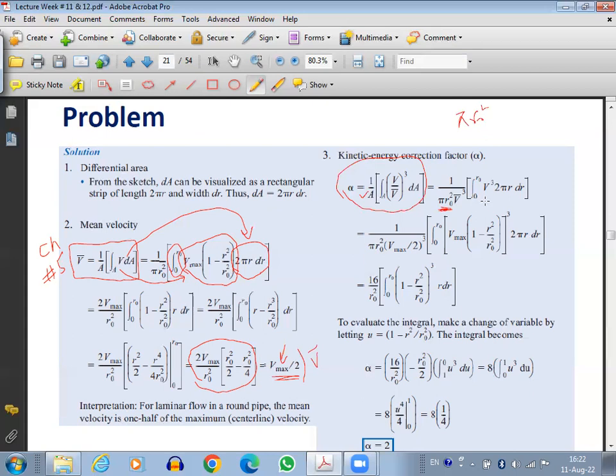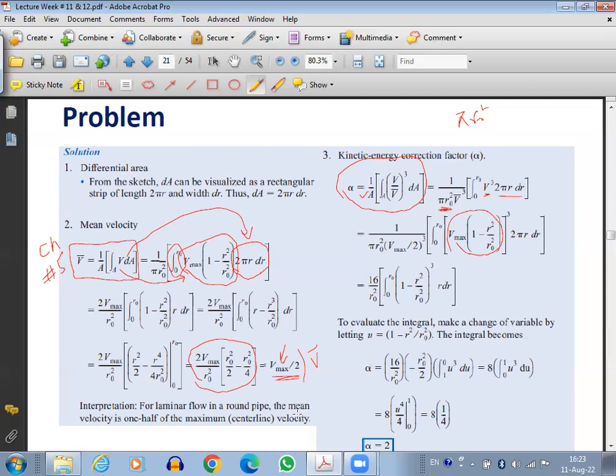And inside the integral, we'll have V cube into 2 pi R dr. Again, we are going to substitute the value of V, because V was given as a function of R in the question. Then we are going to solve it, applying the limits from 0 to R naught. To evaluate the integral, make a change of variable by letting u equal 1 minus r squared over r naught squared. These are just the methodology of solving the integral.